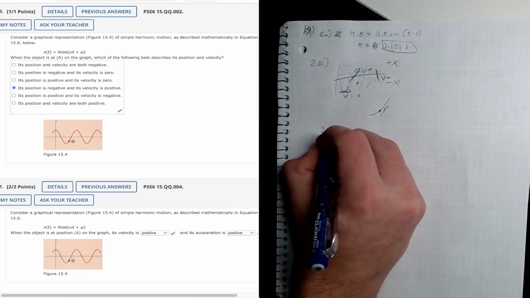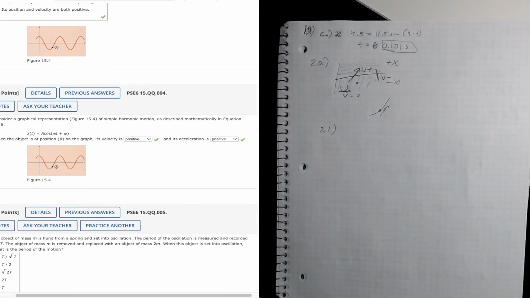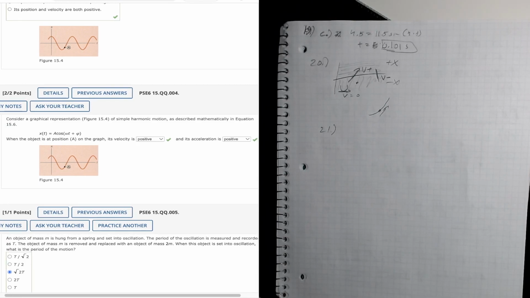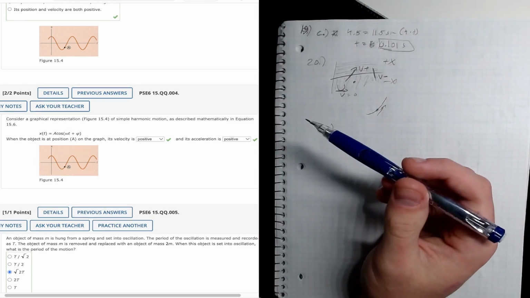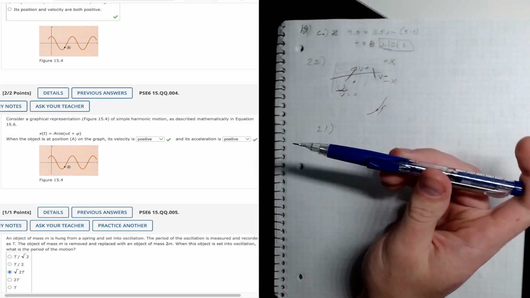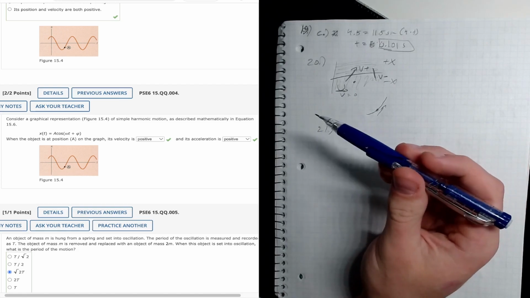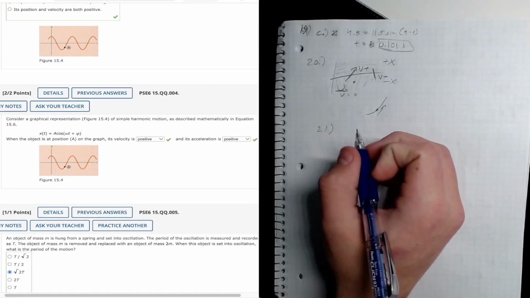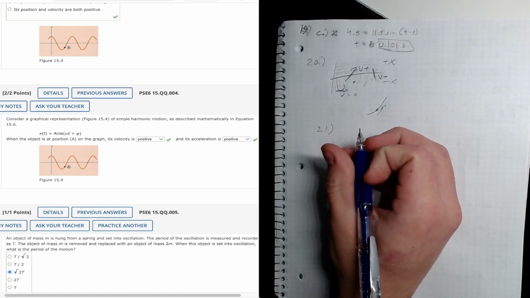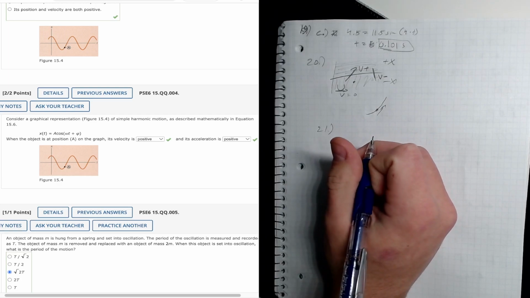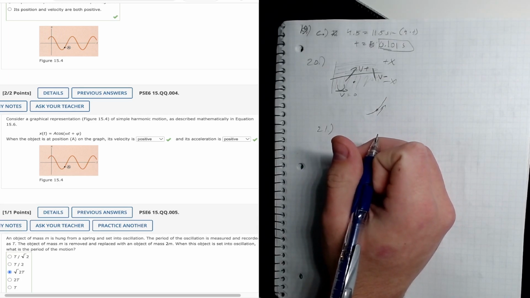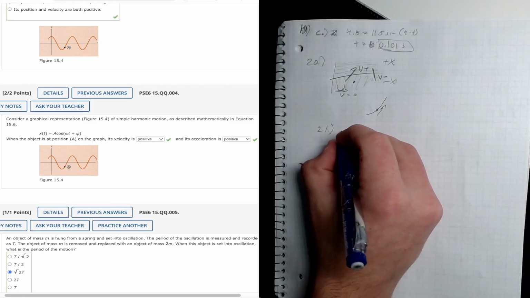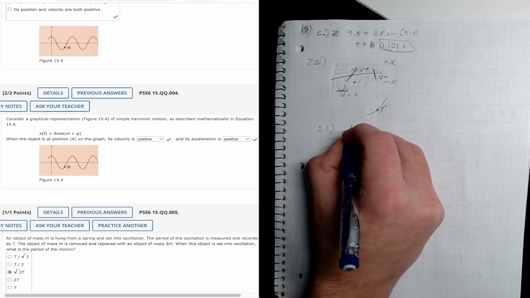All right, now on to problem number 21. So I already did this one, but consider graphical representation in simple harmonic motion as described mathematically in equation 15.6. When the object is at position A on the graph, its velocity is, like I said, positive, and the acceleration would also be, in this case, positive, yeah. Because it's still on a curve, it's actually gaining speed like this.